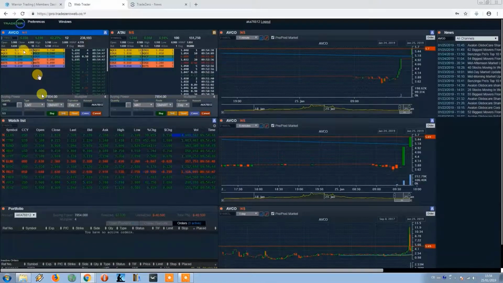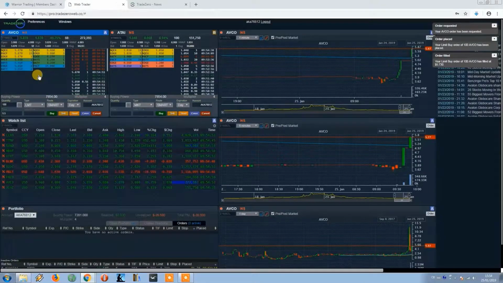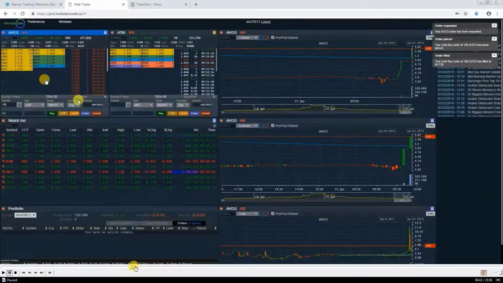Then as it resumed, here we go, it rises very quickly to 5.70, and in that moment at 5.70 I do buy, I buy at 5.73. I buy 100 shares, and it rises to 5.87 and then gets halted again. It is halted again on the next circuit breaker halt.